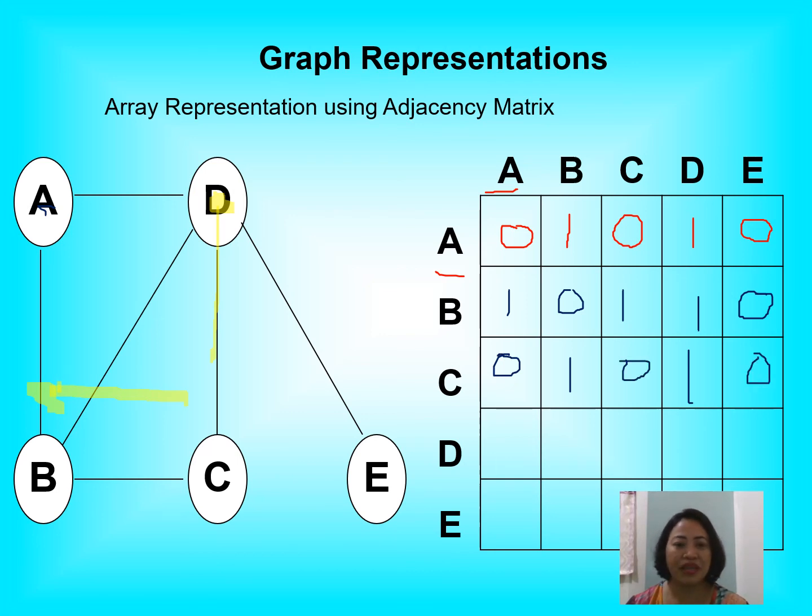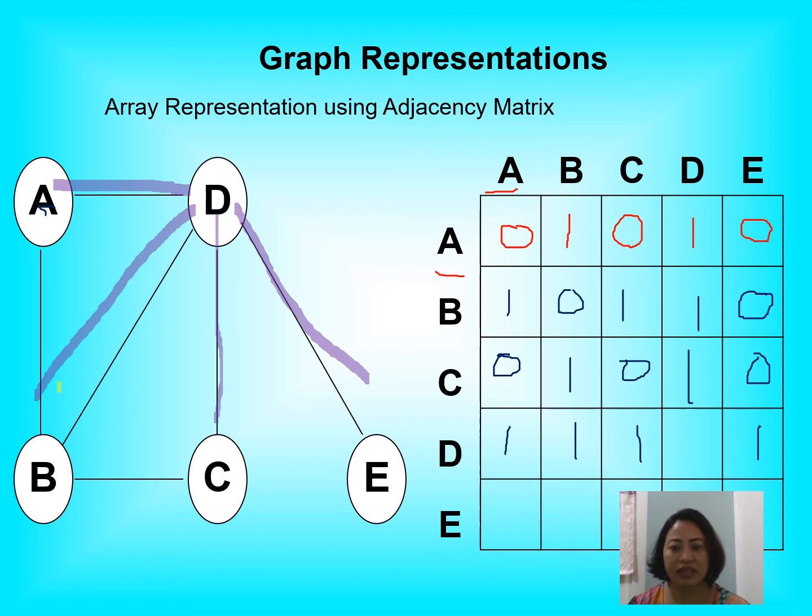Okay, from D. So from D, it has edges going towards A, B, C, and E. Therefore, you simply write a value of 1 for A, B, C, and E. The rest, 0. Okay?